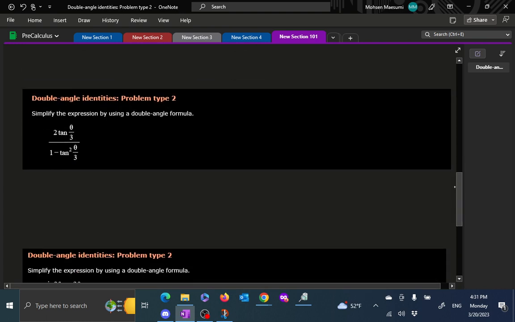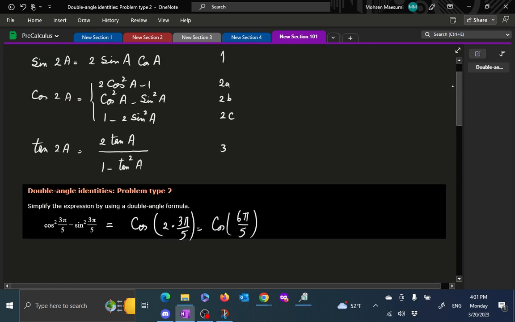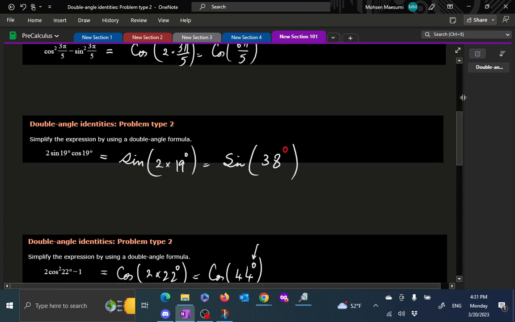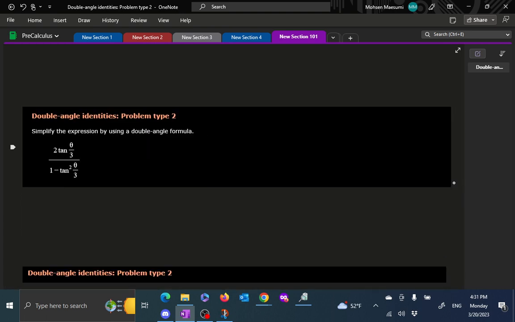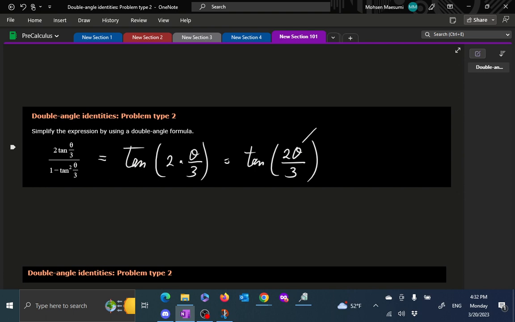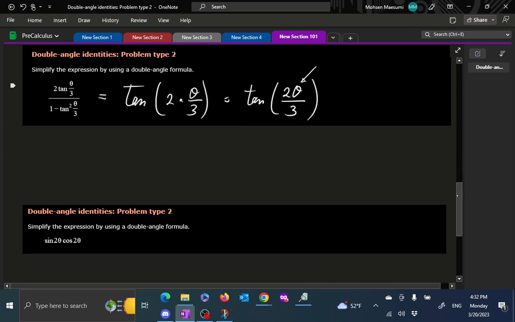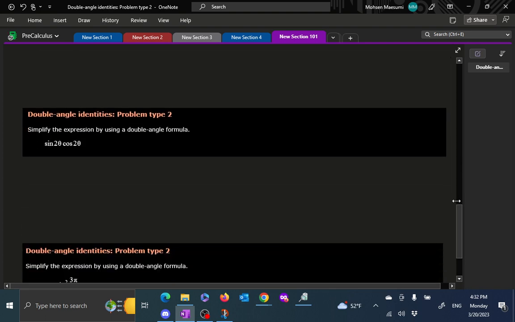Tangent: 2 tangent over 1 minus tangent squared, formula type 3. That gives you tangent of double of the angle. Well, what is the angle? The angle here to begin with was theta over 3. So this is good enough: 2 theta over 3. And theta, how do you enter theta? On the palette there is a theta. You just pick that, on whatever angle theta is, it just copies here.